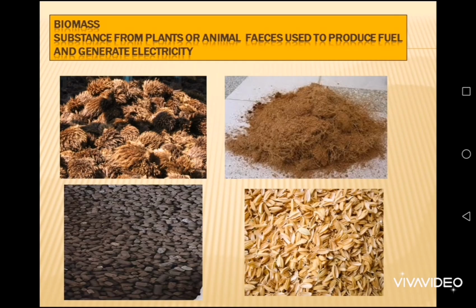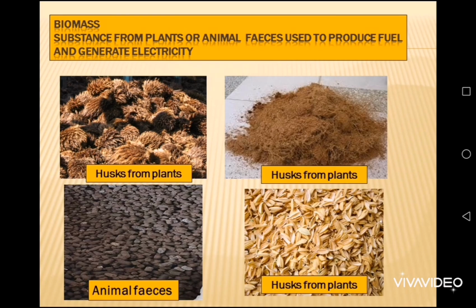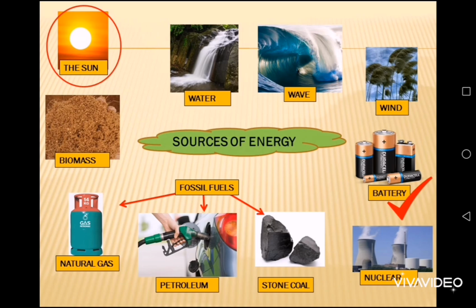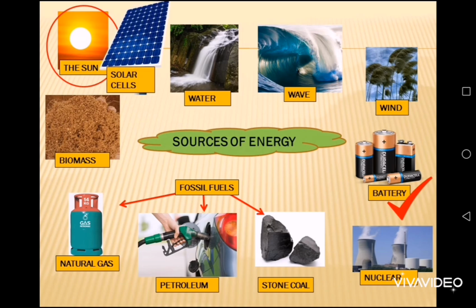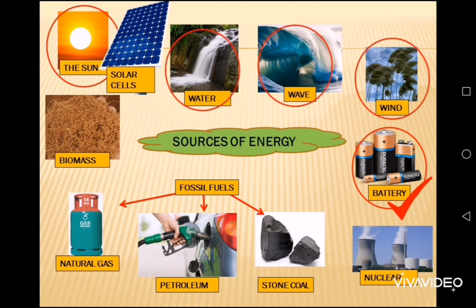What is biomass? Biomass is substances from plants or animal feces used to produce fuel and generate electricity. Do you know that the sun can produce electricity by using solar cells, which absorb solar energy from the sun and change it to electricity? Batteries also have electricity inside of them. Do you know that water, wave, wind, nuclear, stone coal, and biomass can also produce electricity?